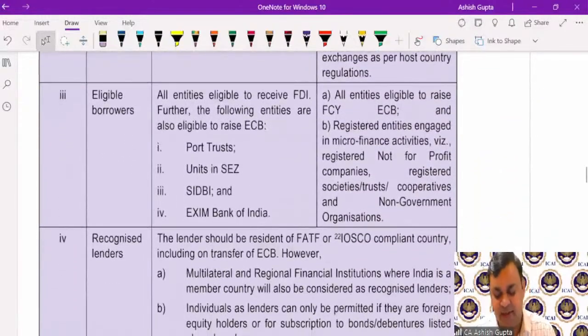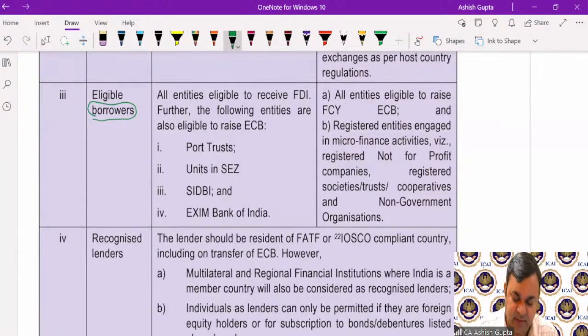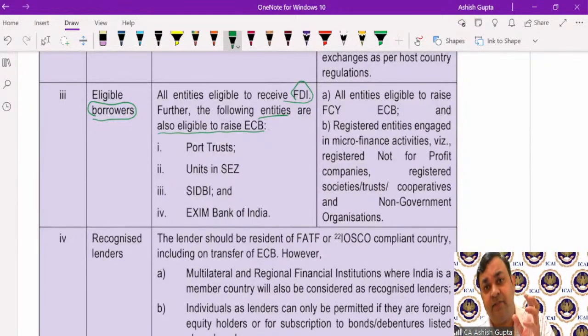Okay. Third is the most important part. First and second are basic part, right? Third is eligible borrower, meaning the Indian entity we are talking about. All entities eligible to receive FDI. FDI means foreign direct investment. Further, the following entities are also eligible to raise ECB. First point is all entities eligible to receive FDI. It means those entities who are eligible to receive foreign direct investment as per the FDI policy, they all are eligible under ECB. This is the first point.